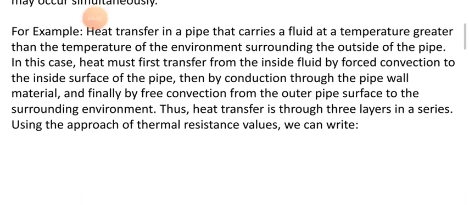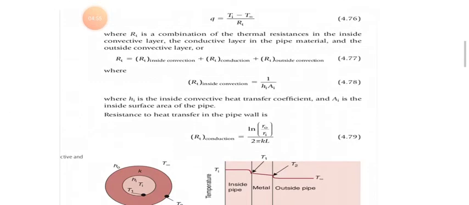Now on the basis of that we have derived this expression. So what is that? Firstly, Q equals (Ti minus T infinity) upon RT. Here Ti is the temperature which is present inside the pipe, T infinity is the temperature which is present outside the pipe, and RT is a combination of thermal resistance in the inside convective layer, the conductive layer, and the outside convective layer.